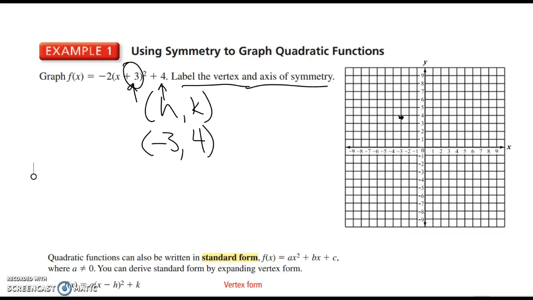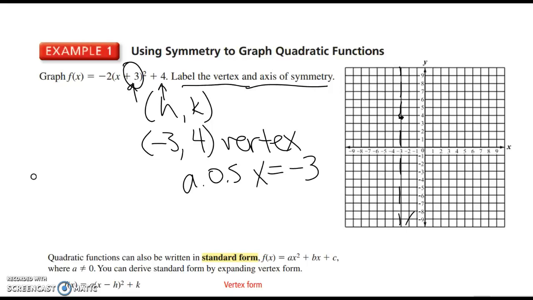There's my vertex, and my axis of symmetry is going to be just the x value. So I'm going to label it: AOS is x = -3. And draw a dotted line along the vertical line x = -3.